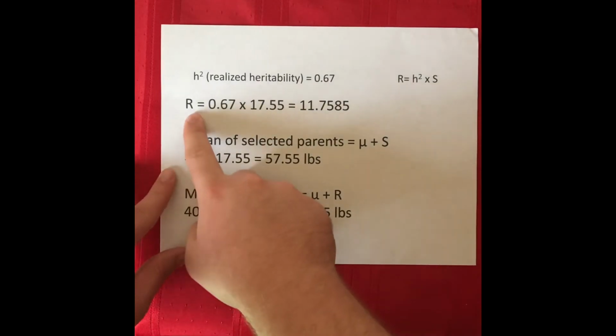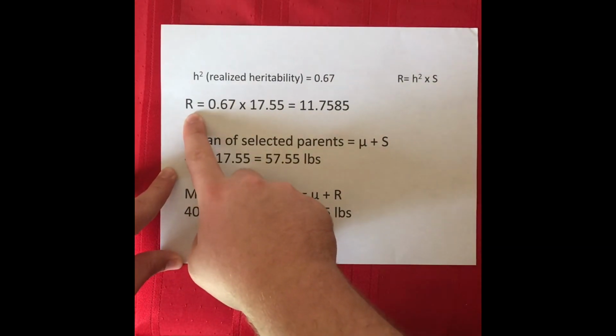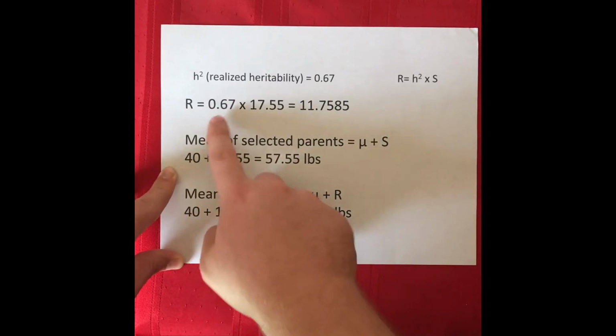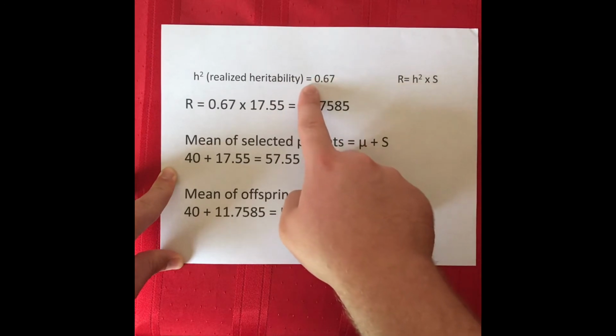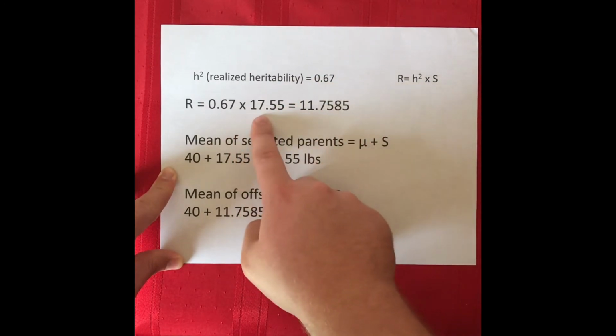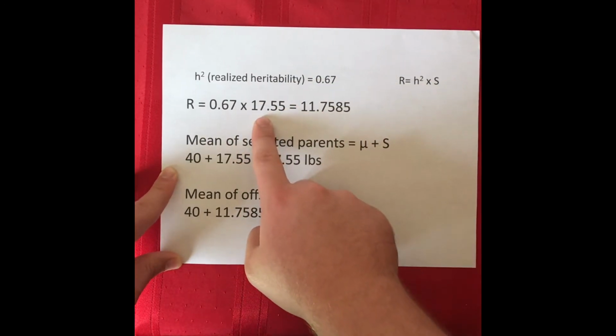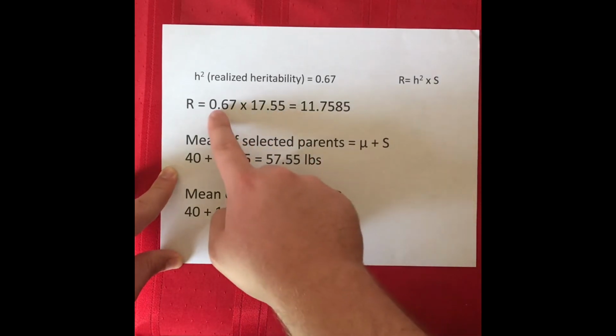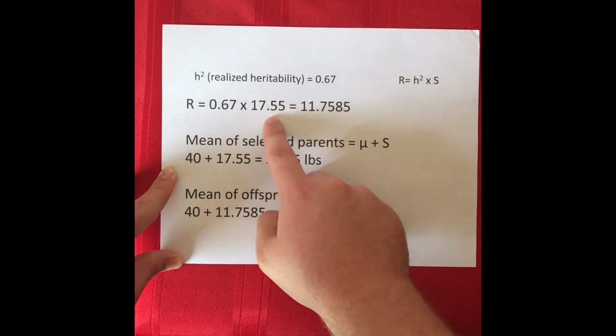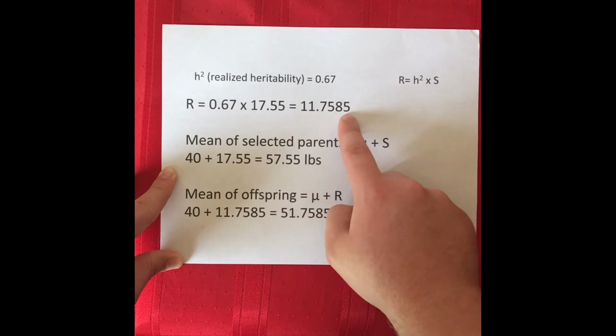Now we're trying to find R, which is the response to selection. This is equivalent to the average of the offspring minus the average of the original population. For this, we take our realized heritability, which we learned earlier, times our S, which we got from the last slide. That was 17.55. 0.67 times 17.55 is 11.7585.